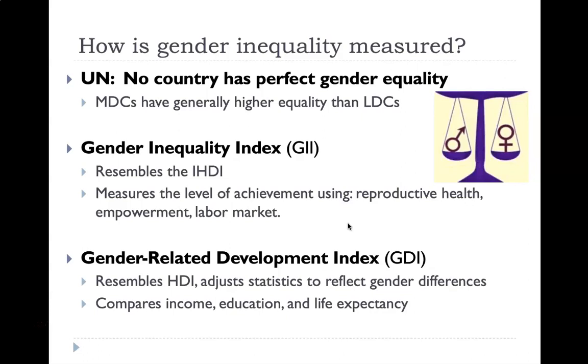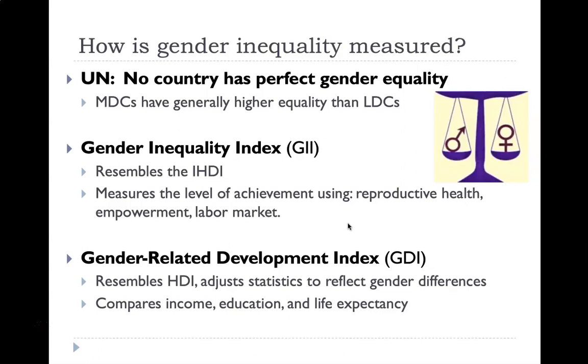Just so you know, from the UN, no country has perfect gender equality, but that should not be a surprise to you, right? MDCs generally have higher equality than LDCs. We talk about the Gender Inequality Index, or GII, which resembles the IHDI. But in this case, it's going to compare genders. It measures achievement using reproductive health, empowerment, labor markets, things like that. A good part of the book is going to discuss that, and we will get to it.